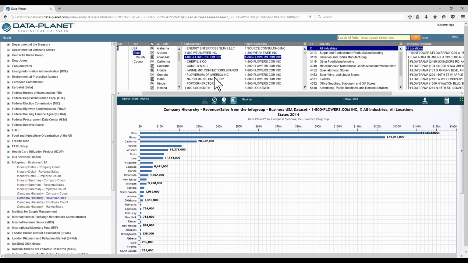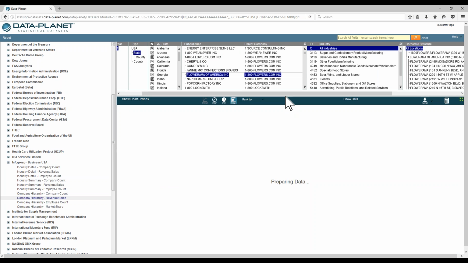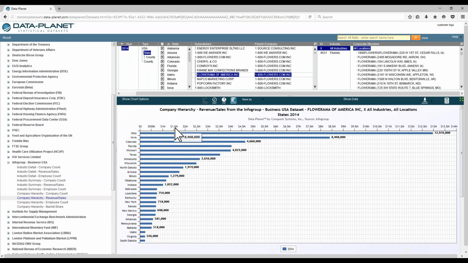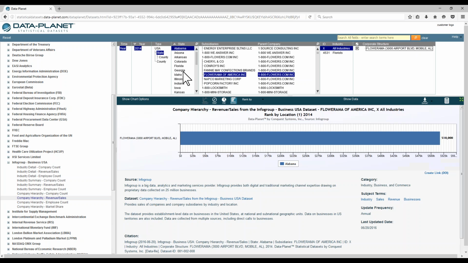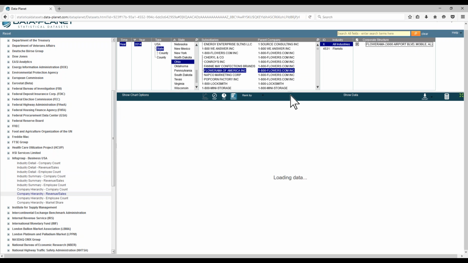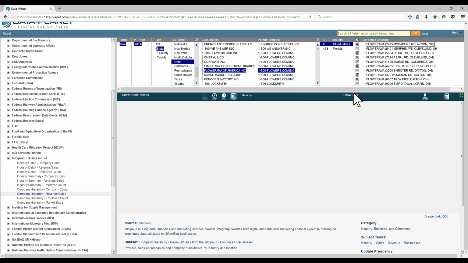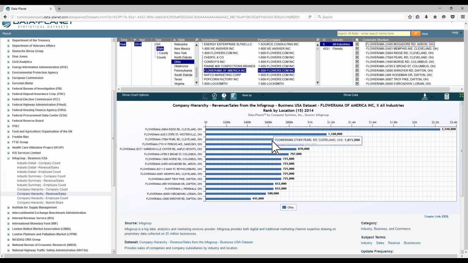So if I wanted to focus in on Flowerama, Flowerama drives most of their revenue in the state of Ohio. So again, if I use my rank by here and sort by location and go to Ohio, here are all the locations of Flowerama in the state of Ohio and the revenue that they generate. Now, because of the size of this data, we only have the most recent time frame available, so we don't do trending with this hierarchical data.